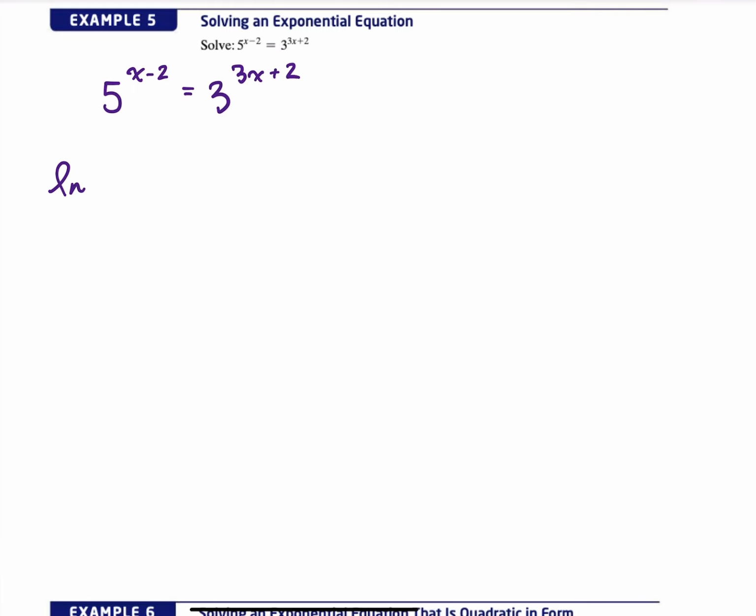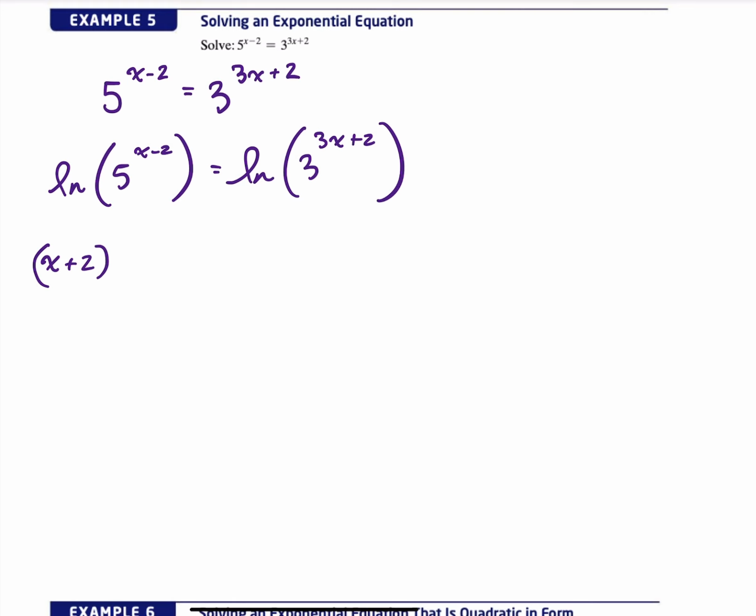I can say ln of 5 to the power x minus 2 equals ln of 3 to the power 3x plus 2. And then we can apply that exponent rule to both of these. I can bring the x plus 2 out in front here. So x plus 2 times now just ln of 5 equals 3x plus 2 times just ln of 3. So you can see sort of the power of logarithms. It's a way of like accessing an exponent if your unknown is within the exponent of something. It's a way of getting it out, bringing it down.